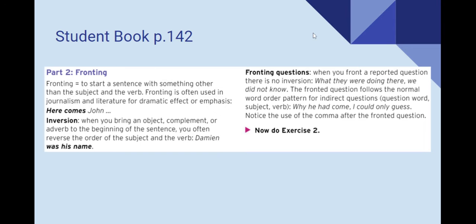Now, let's take a look at this. So, fronting. This is when we start a sentence with something other than the subject and the verb. Fronting is used in journalism and literature for dramatic effect or emphasis. For example, here comes John, instead of John comes here. Now, inversion. When you bring an object, complement, or adverb to the beginning of the sentence, you often reverse the order of the subject and the verb. For example, Damien was his name, instead of his name was Damien, right?